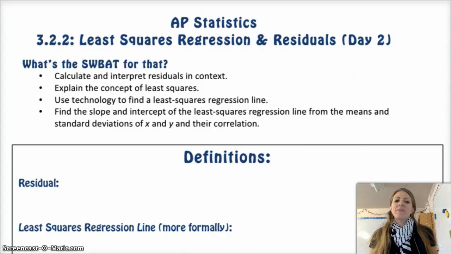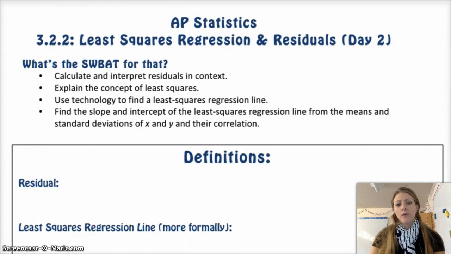Today we're moving on to 3.2.2. This is the second day of 3.2. There's actually 4 days that we're going to spend on section 2 of chapter 3. This is about the least squares regression line and what residuals are, and then how they're related.